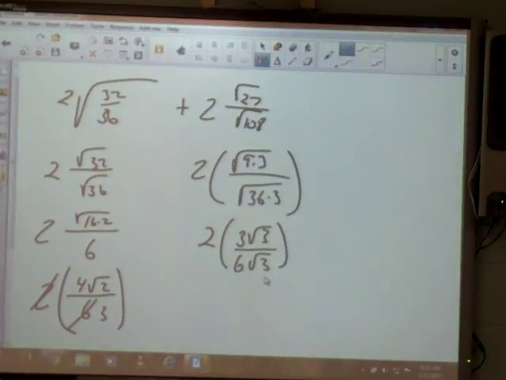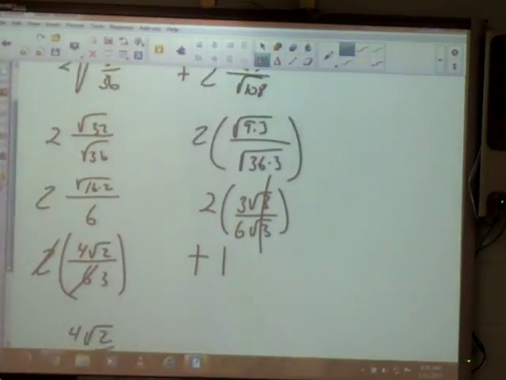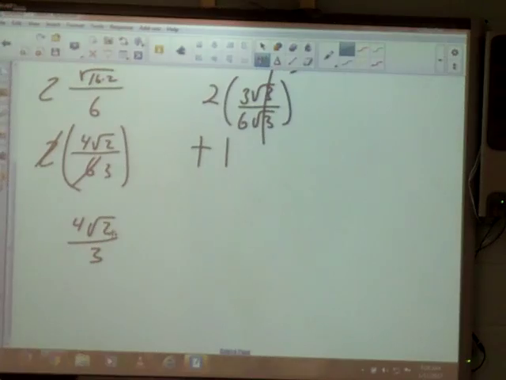And I like this because what do we have here? And then that'd be 1/2 right here with the 36, right? And what's 1/2 times 2? 1. There you go. So we've got 4 square roots of 2 over 3 plus 1.